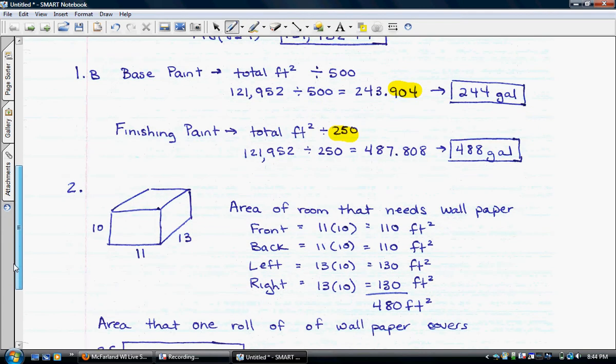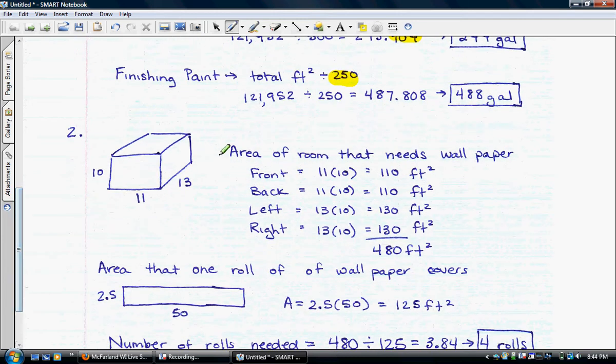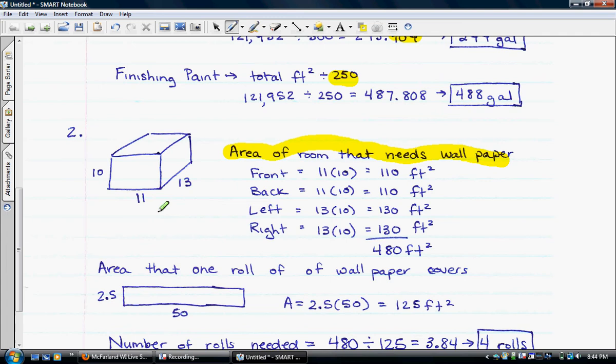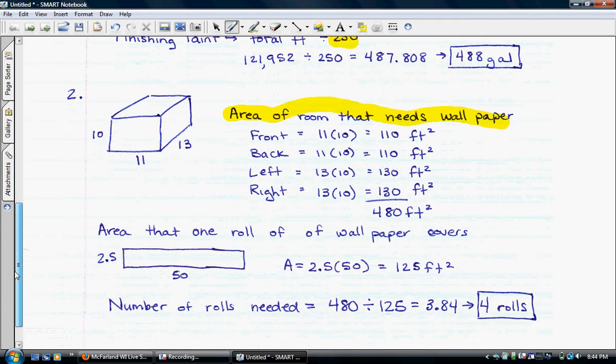Number 2 is talking about wallpaper, and the strategy that I used is I figured out the area of the room that needs wallpaper. So I figured out the front, the back, the left, and the right, and added it all up, and I saw that that room took 480 square feet. That's the amount of space that needs wallpaper.